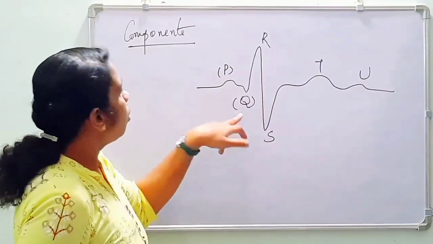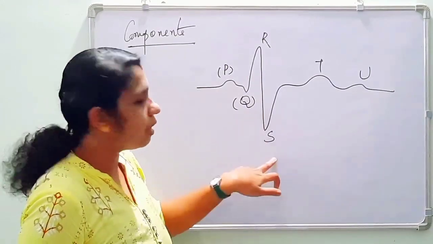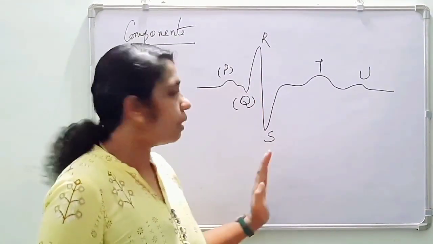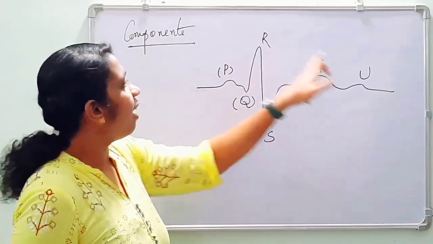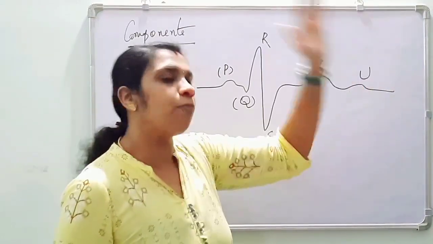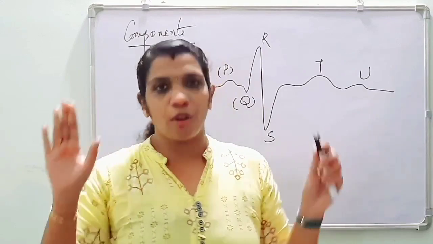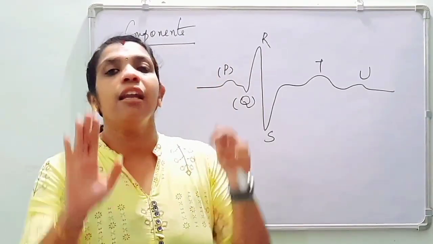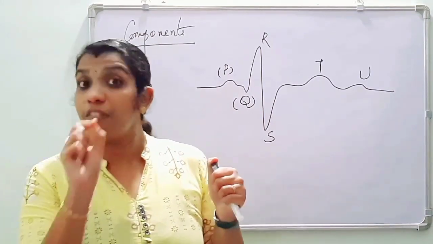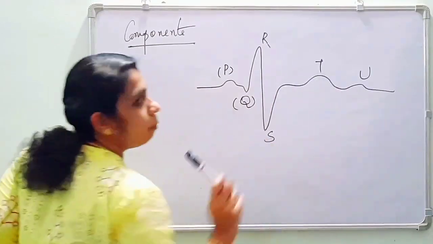Of these, Q and S are the negative deflections, that is, they are deflected downwards from the base, and P, R, T and U are the positive deflections, that is, they are looking upward from the base. You understand? So there are negative and positive deflections in ECG, and there are 6 waves in an ECG complex. In this class, we are dealing with the waves of the ECG. So they are P, Q, R, S, T and U.